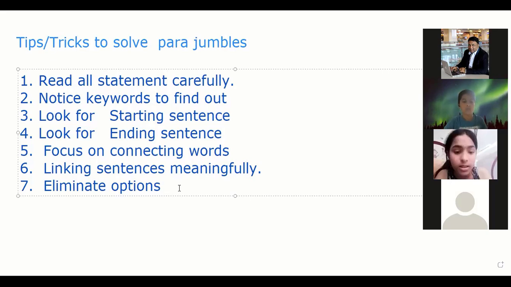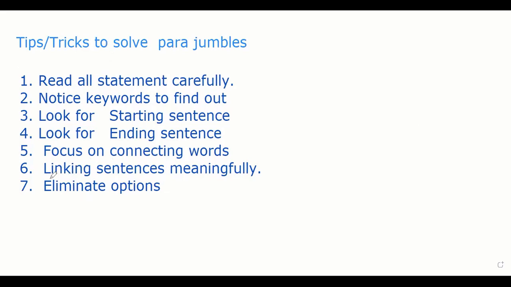There are a lot of clues which you can use to decide whether a particular sentence can be the first sentence or not. See, the most important thing in all of this is this. These are the very good ways of doing para jumbles. Look for which statement can be starting and which cannot be, and try to link multiple sentences.